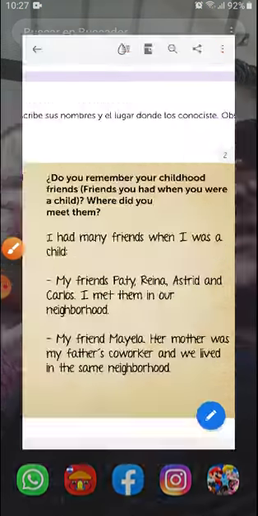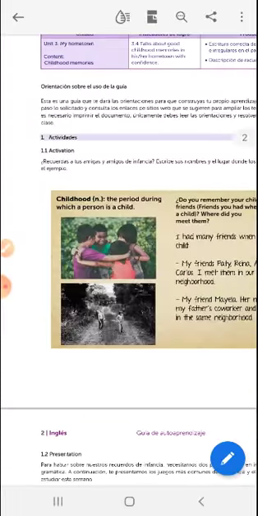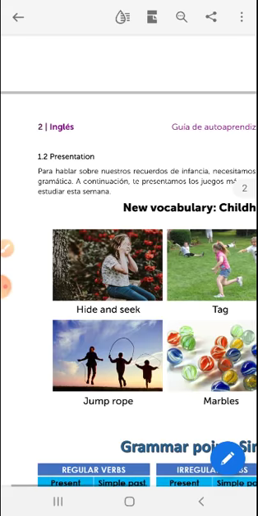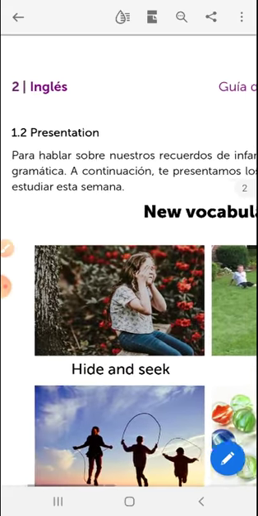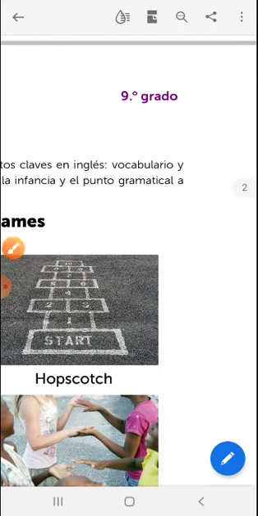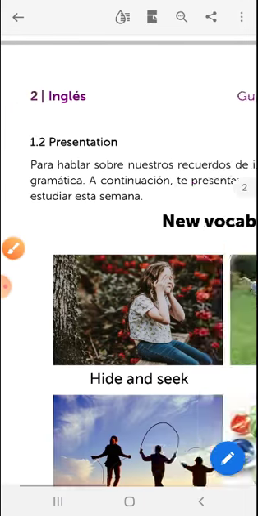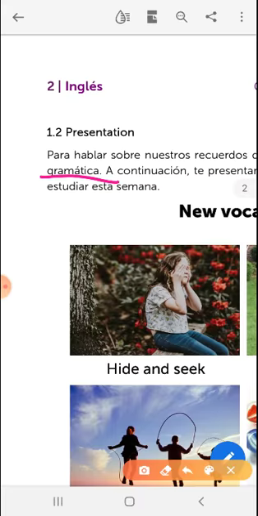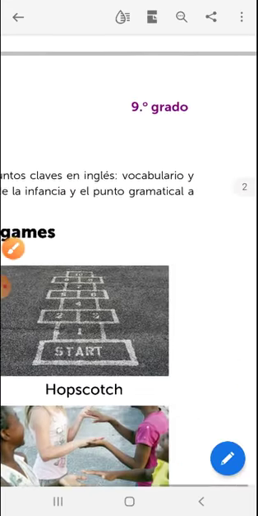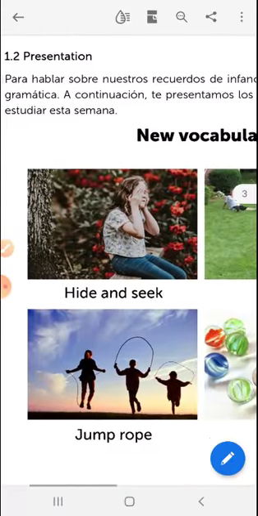Now that you have finished the paragraph, cuando termines ese párrafo, let's go to the next activity, okay? Presentation. Para hablar sobre nuestros recuerdos de la infancia, necesitamos dos puntos claves en inglés, vocabulario y gramática. A continuación, te presentamos los juegos más comunes de la infancia y el punto gramatical para estudiar esta semana.